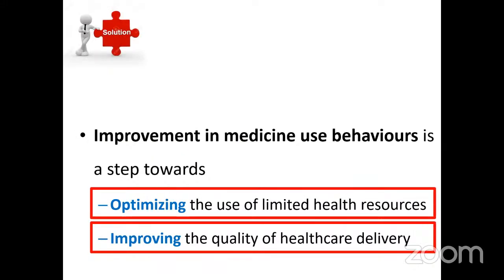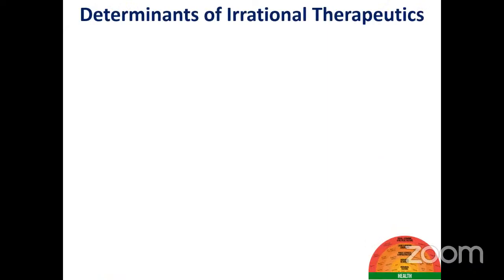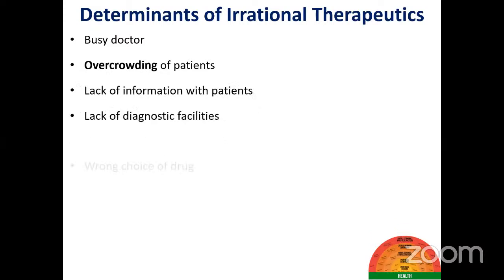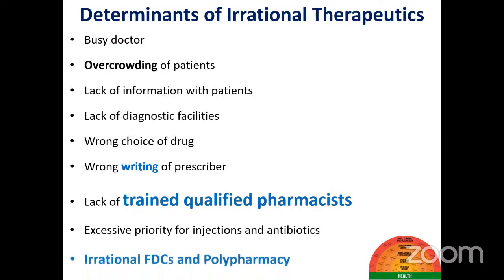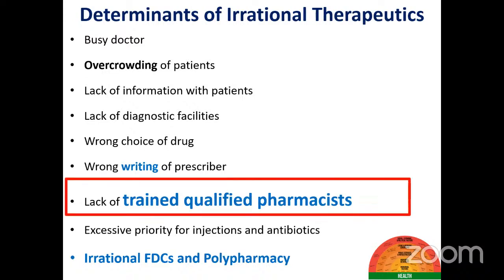And we have to do the optimization and improve the quality of the healthcare by utilizing rational therapeutics, by teamwork. The irrational therapeutics can be because of the busy doctor, overcrowding, and all these. We all know that these may be the cause, but one of the causes which needs to be corrected is the training of the qualified pharmacist also. Because ultimately, I told you that writing a prescription is not a guarantee that the patient is going to take that. But once it is dispensed, it is most likely that the patient will take it.